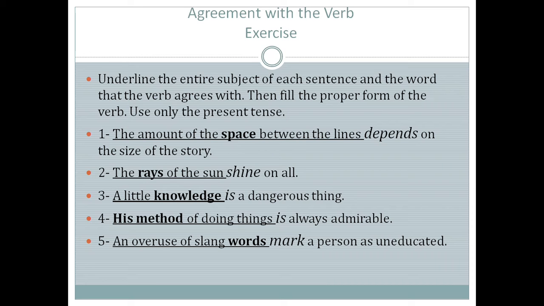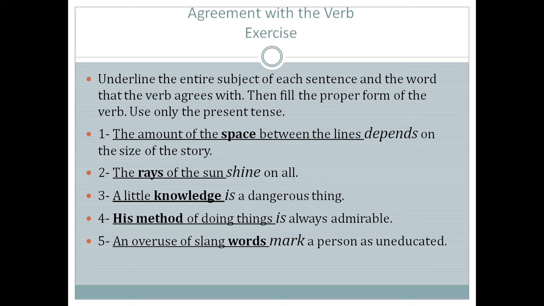depends, present simple tense. We know that when we form present simple tense, a verb takes an S with the third person singular he, she, it. So space, it. So verb depend takes an S. So we say the amount of the space between the lines depends on the size of the story.